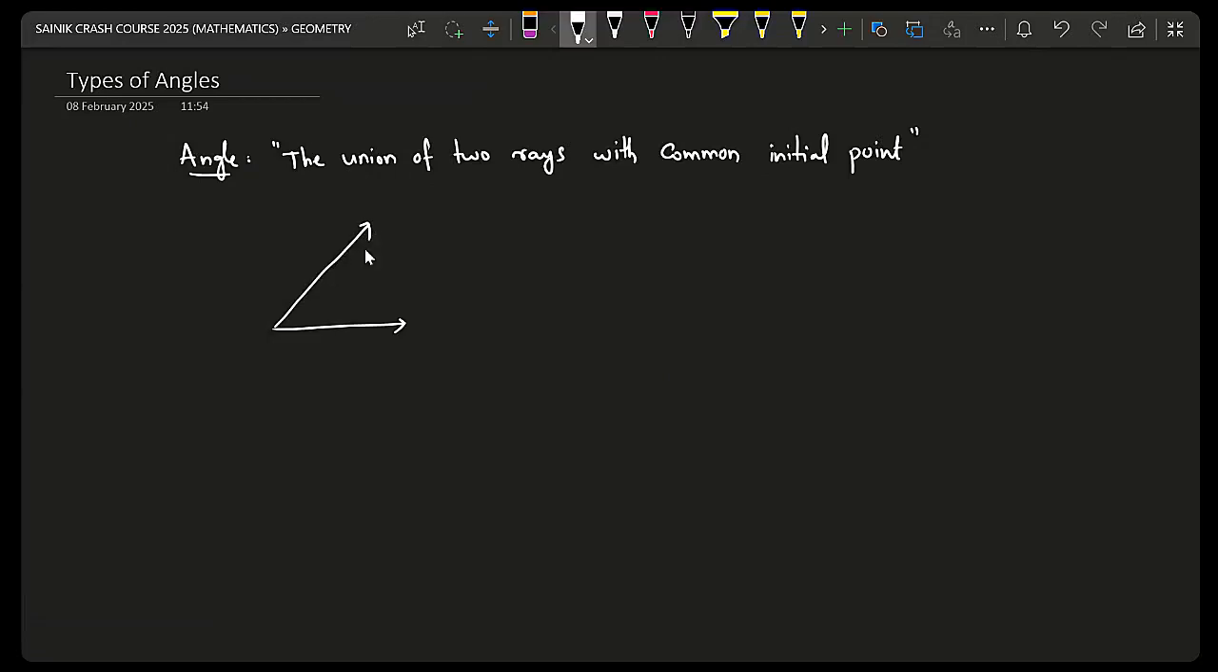We already discussed about ray. What is ray? It starts from a point and extends towards one direction infinitely. Let us say this ray, I'm calling the initial point as O, and this point is A. And on the other ray, the ray starts from O and extends towards B. So there are two rays here, ray OA and ray OB. What is common between them? Their initial point. The initial point of ray OA is O, and the initial point of OB is also O. So they have a common initial point.